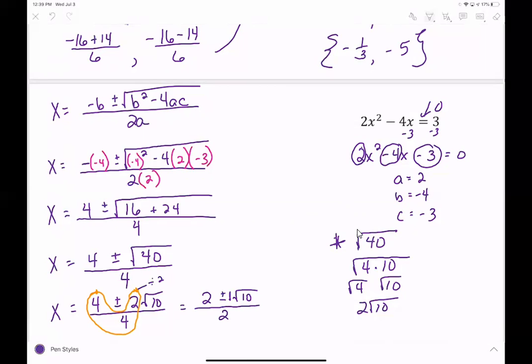So this is your answer right here. But I could also split it up, and I could do this. I could say 2 plus the square root of 10 over 2, comma, 2 minus the square root of 10 over 2, and then close my solution set.